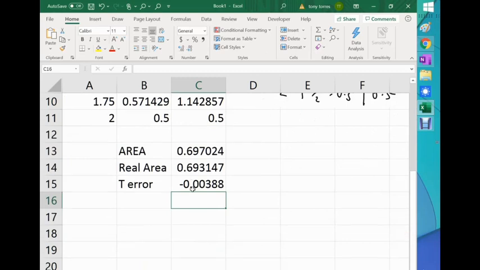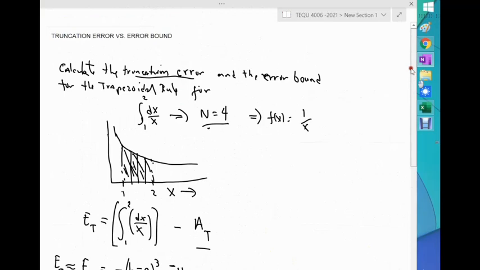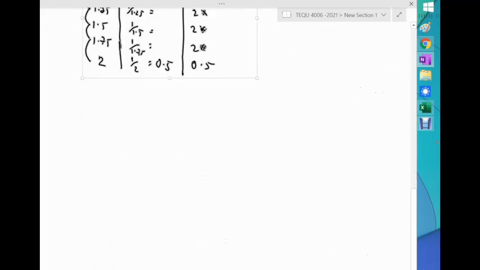Now, let's calculate what really means the error bound. Okay, error bound. Let's go back now to my OneNote. And so we did the first part, which is called the truncation error. And now let's calculate the error bound. This is the part that might confuse people.